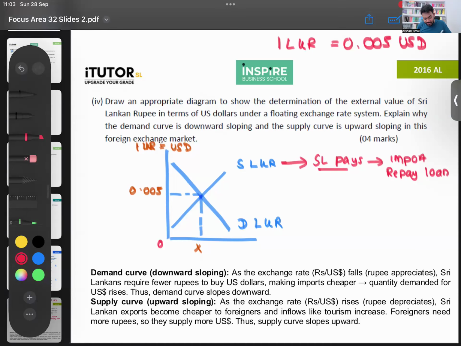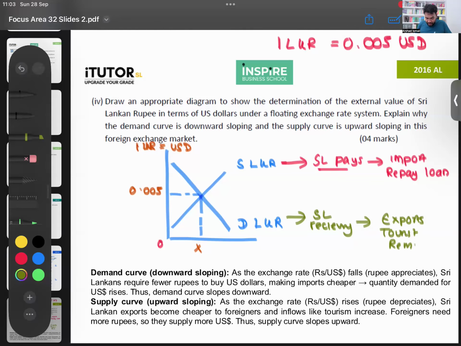Then when is the Sri Lankan rupee demanded? When will people demand the Sri Lankan rupee? When they have to pay us. That means Sri Lanka is receiving money. So when will Sri Lanka receive money? Anything, if they are paying us, if they are giving us a loan, if they have to pay for our exports, if they are coming to our country, tourism, remittances, so anything. So exports, tourism, remittances, all of that. Right. So that story we know.